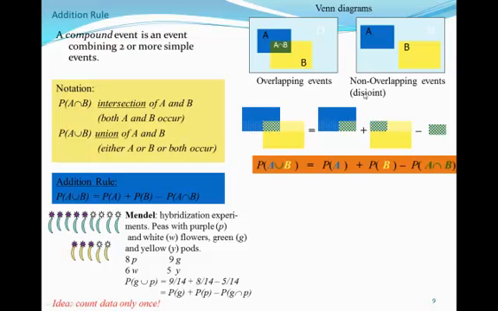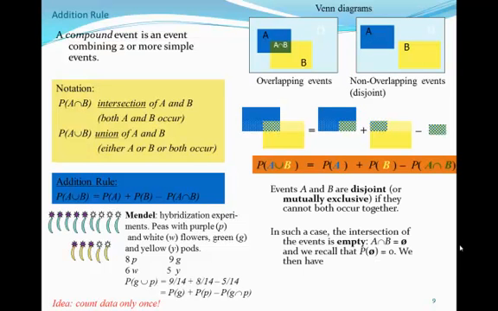This is for overlapping events. If not overlapping events, then the probability of A intersect B will be 0. So that's okay, right? So we can just add the probability of A and the probability of B. Events A and B are disjoint or mutually exclusive if they cannot both occur together. In such a case, the intersection of events A and B is empty. So A intersect B is the empty set, which is 0. So the addition rule is stated as follows: probability of A union B equals probability of A plus probability of B, which is our addition rule.